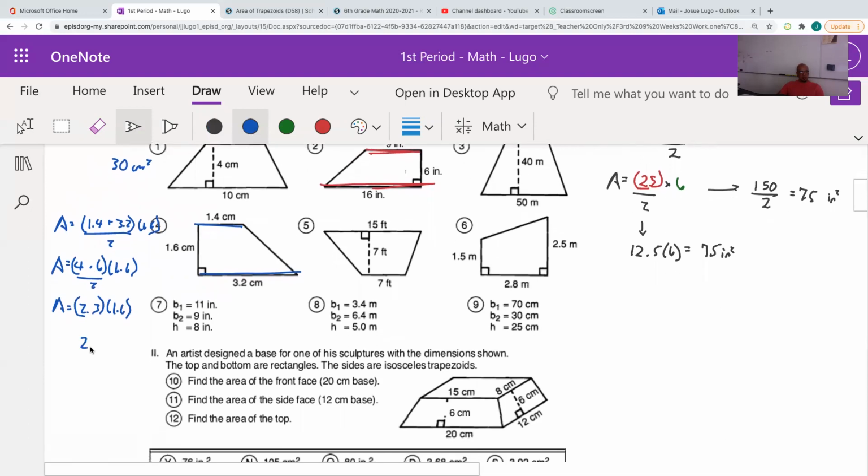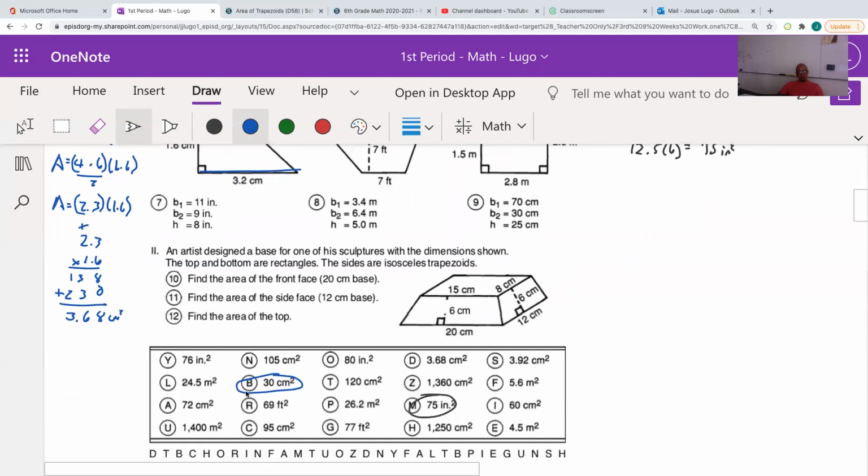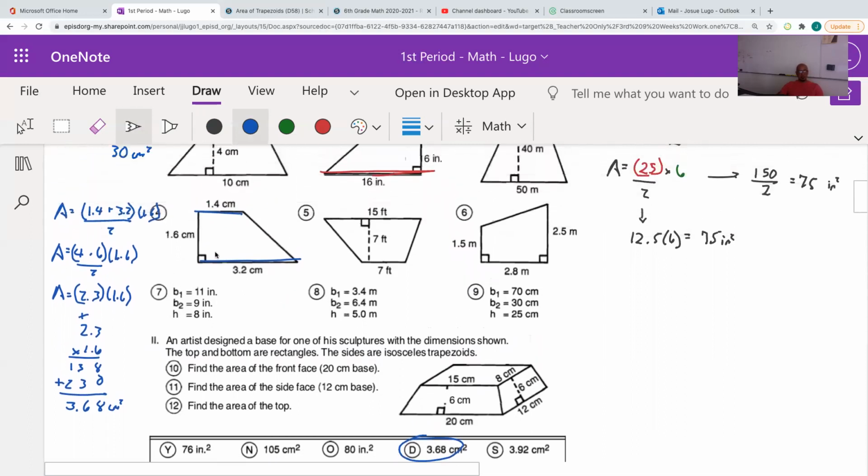So let's work that out. 2.3 times 1.6. 6 times 3 is 18. 6 times 2 is 12, plus 1 is 13. 1 times 3 is 3, 1 times 2 is 2. We're going to add everything together. We're going to get 8, 6, 3. We have 2 decimal places, so it'd be 3.68 square centimeters. 3.68 square centimeters, and I see that it is right here. Centimeters squared, we get the same answer, so that's the answer to number 4.